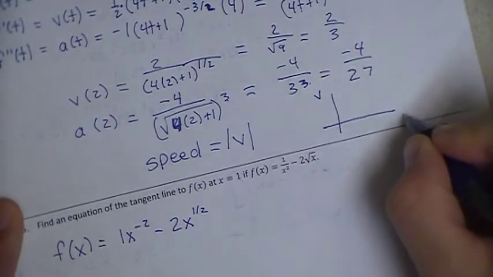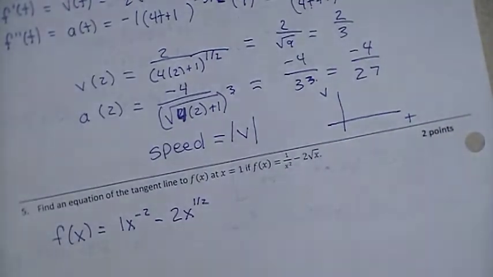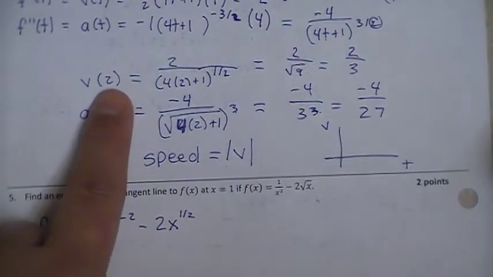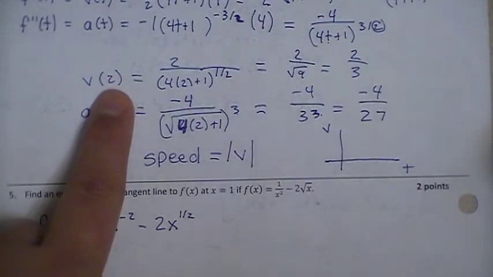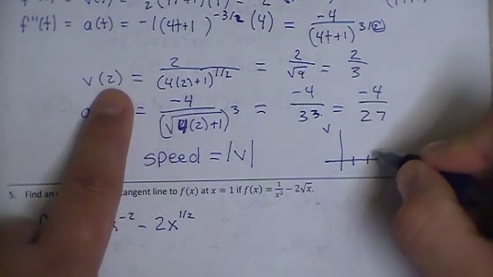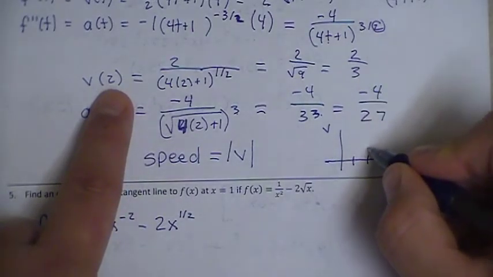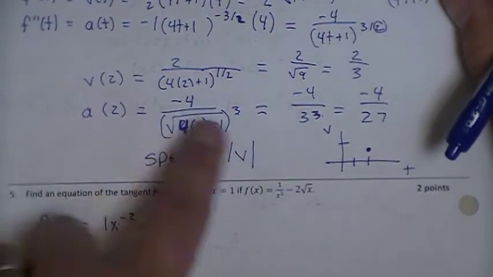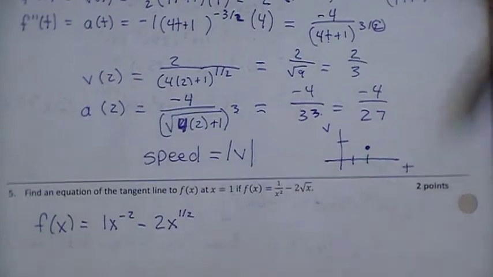So if this is a graph of velocity, I'm trying to determine, at the value where t is 2, what's happening with my velocity. Is it moving closer to 0? Is it moving farther from 0? So at 2, I know my velocity is 2/3. So I'm just going to try to plot a point on my velocity graph of (2, 2/3).